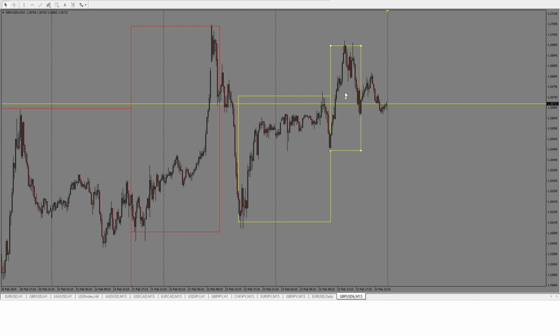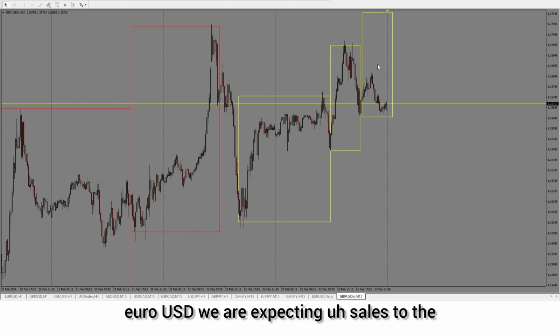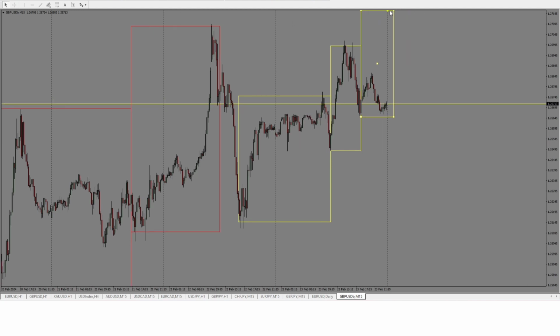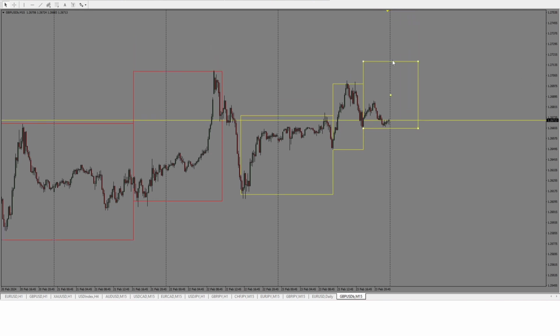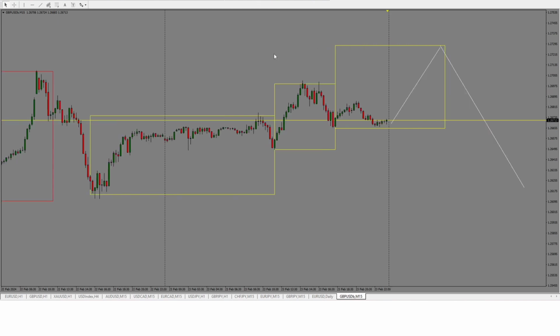Euro USD, we are expecting sales to the reset, as well as pound dollar. We are also expecting sales to the reset, as I have shown you. Anything that will change, we will need to adapt to whatever they show us, or whatever they have issued in front of us. So we would want to see a rise before we make our sales. Our sales will be actually the most convenient entry for us to get involved in the markets.